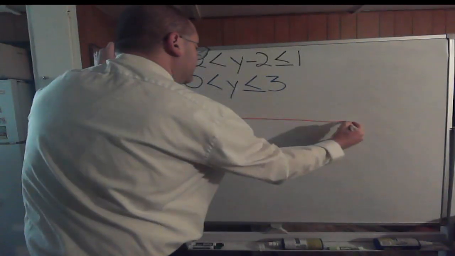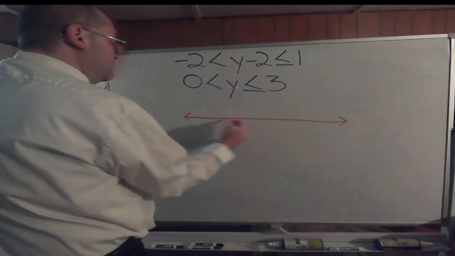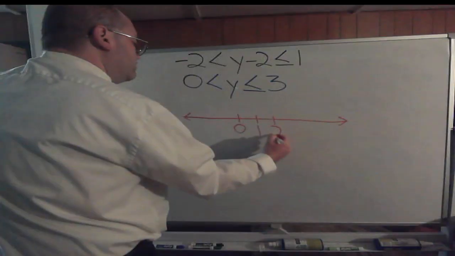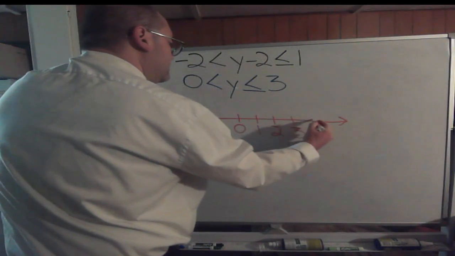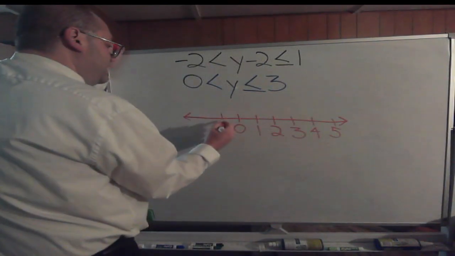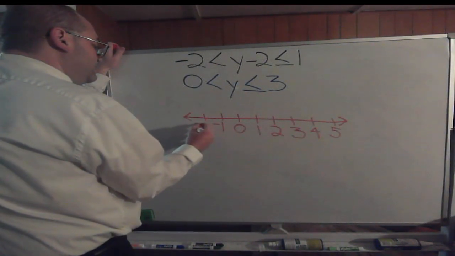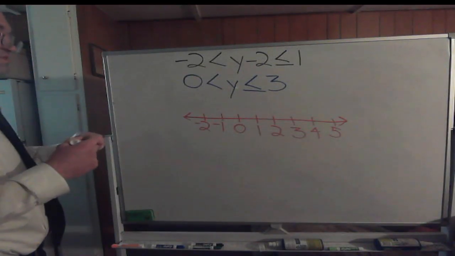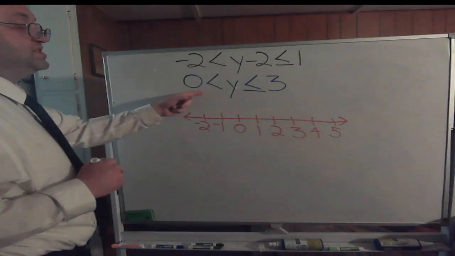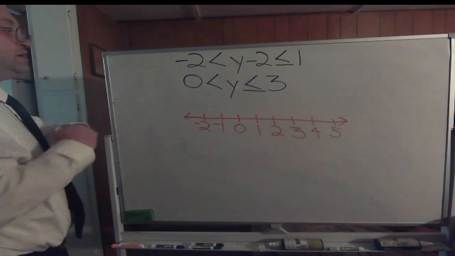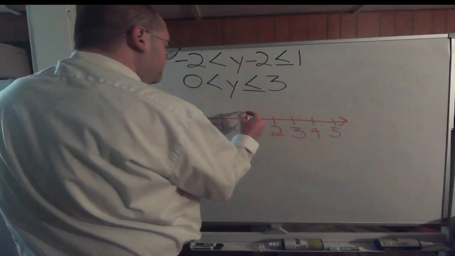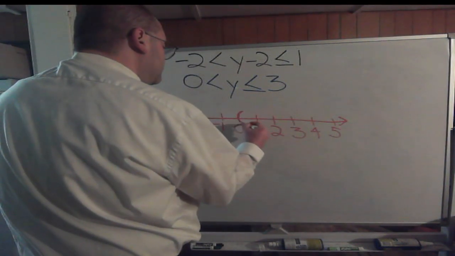In order to graph this, let's see, 0, 1, 2, 3, 4, 5. I'll do negative 1 here, negative 2 here. Try to get a good representative sample. So let's see, the combined inequality starts at 0. 0 is simply less than y. So I'm going to use a parenthesis at 0. Since it's the first number, the open part of the parenthesis is going to face towards the right.